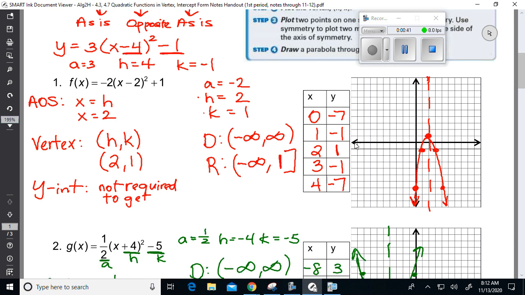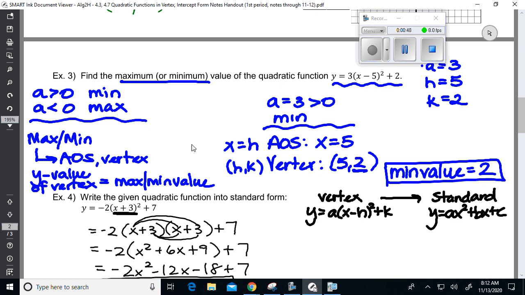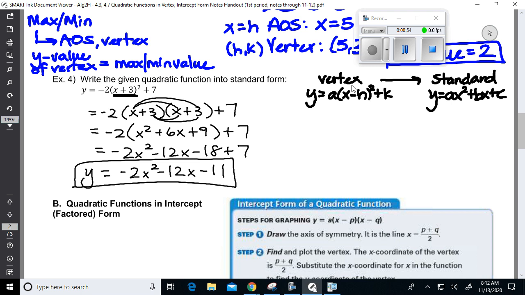Of course, make your table, do your graph, state the domain and range. In addition to graphing, we found max and min and converted vertex form into standard form. So that's what yesterday took us through. Today we're essentially going to be doing the same thing, graphing, max and min, converting to standard form, but now we're going to use intercept form.